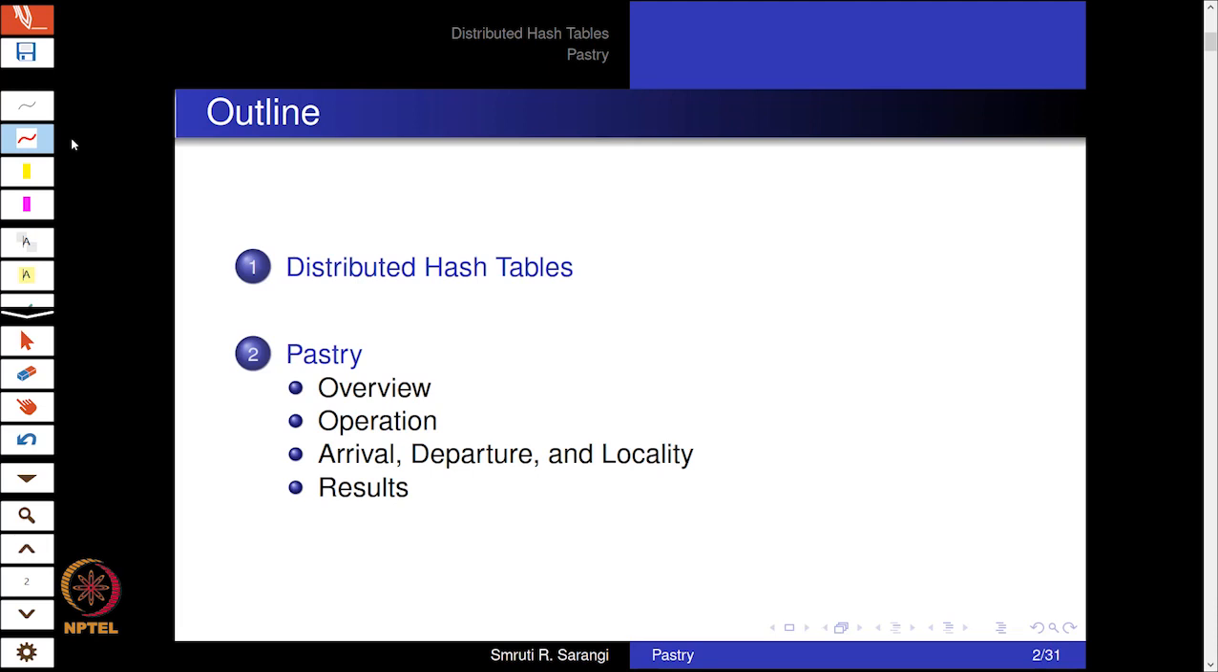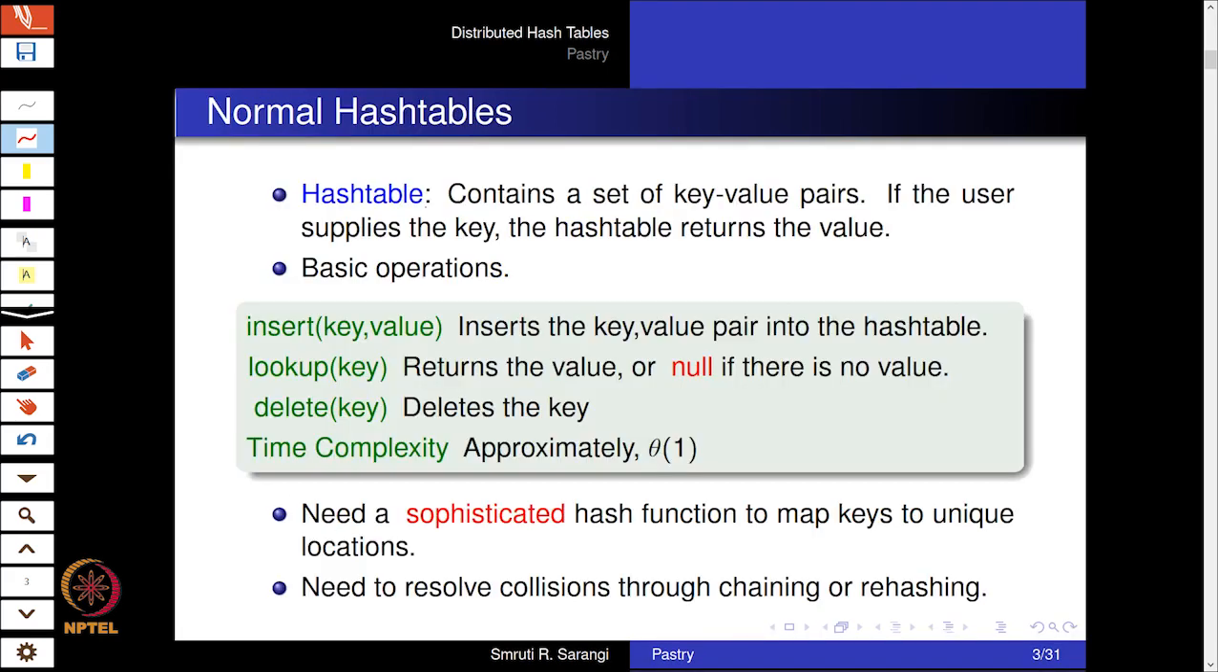So, a brief overview of this slide set. We will start with describing what distributed hash tables are, and then we will move to describing the specific operations of Pastry. We will discuss in a broad overview the operation of Pastry, arrival, departure and locality of nodes, and finally the results.